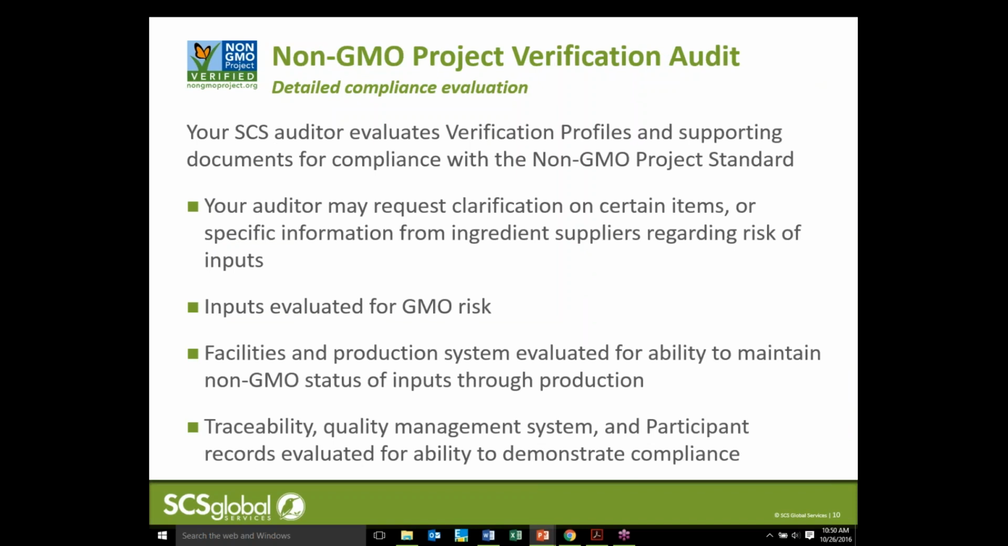Following the submission of all your verification profiles and supporting documentation to SCS, we're going to conduct a detailed compliance audit of your products, of their inputs, and of your production system. In some cases, your auditor may need to request additional information, usually specific information about your inputs and or attestation from your ingredient or input suppliers that confirm the absence of GMO risk. That will include the composition of those inputs and the conditions under which they are produced, just to evaluate that there's no possibility that GMO cross-contamination could happen or commingling with non-compliant inputs and so forth.